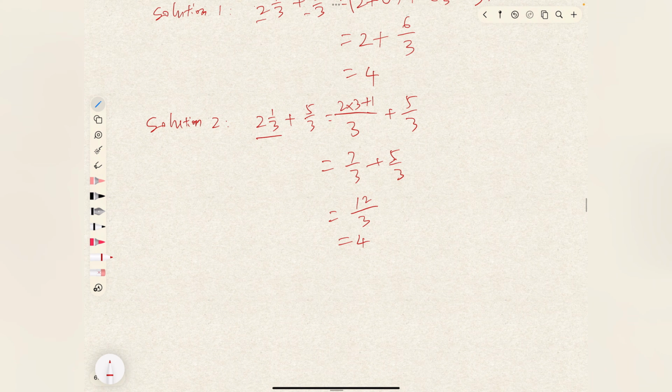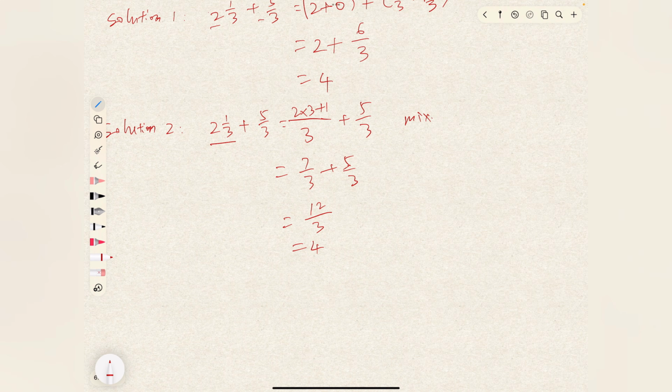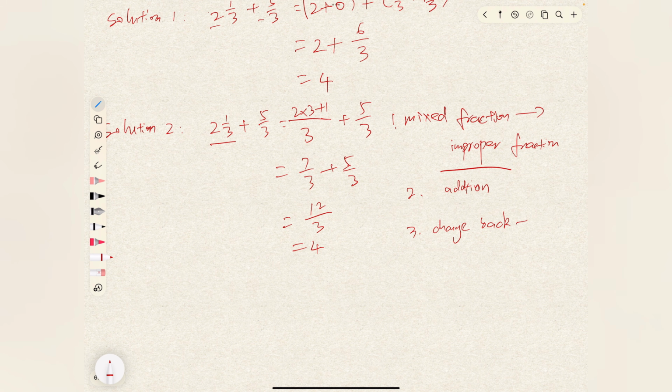So here what we do is change the mixed fraction to improper fraction, and then do the addition. And now after that, change back to mixed fraction if necessary.